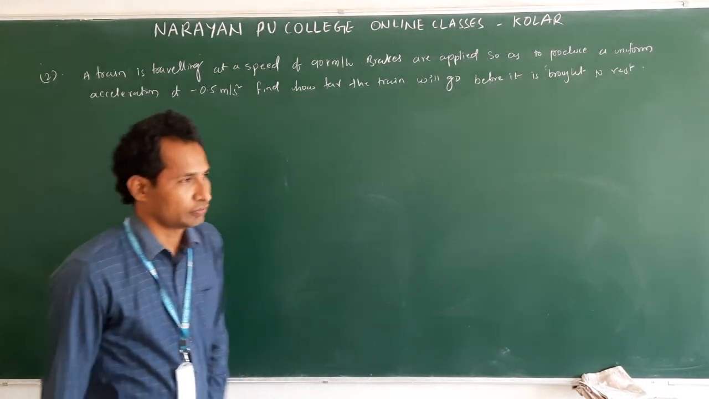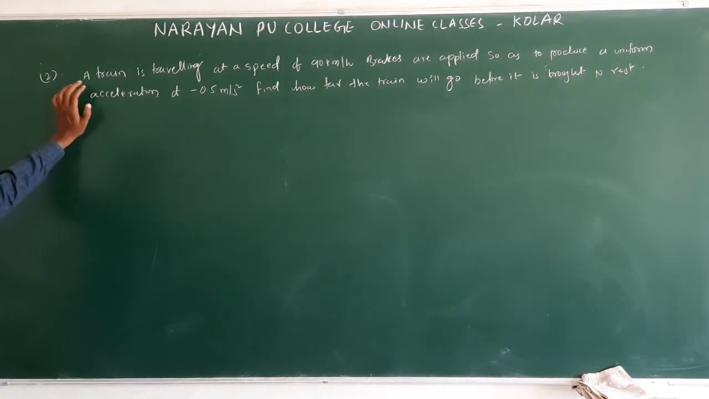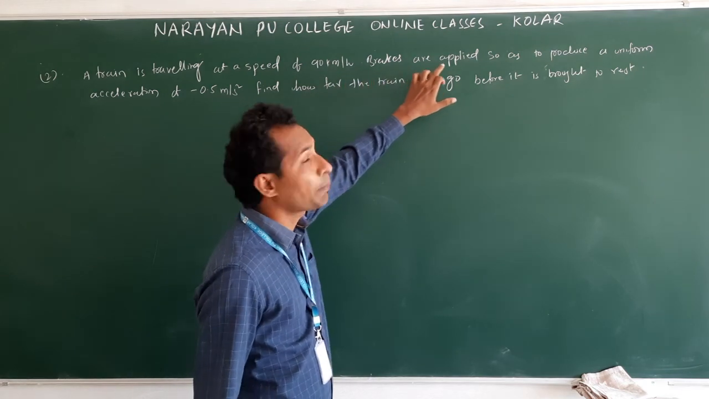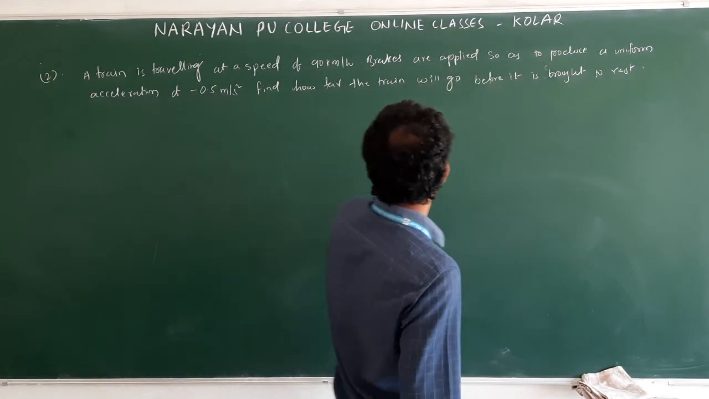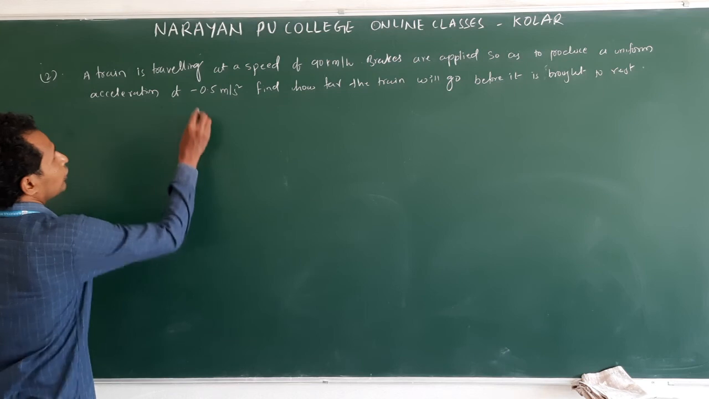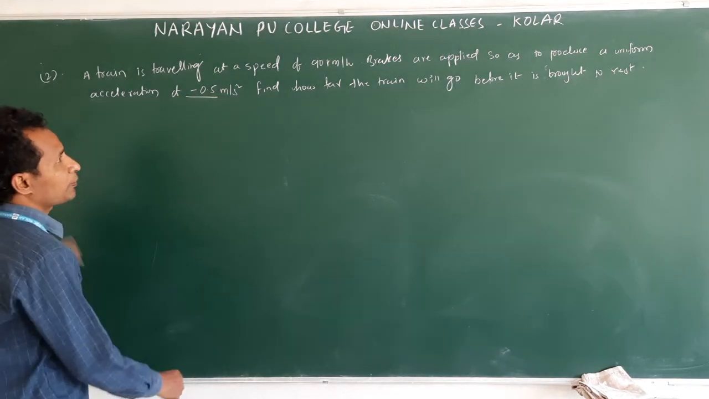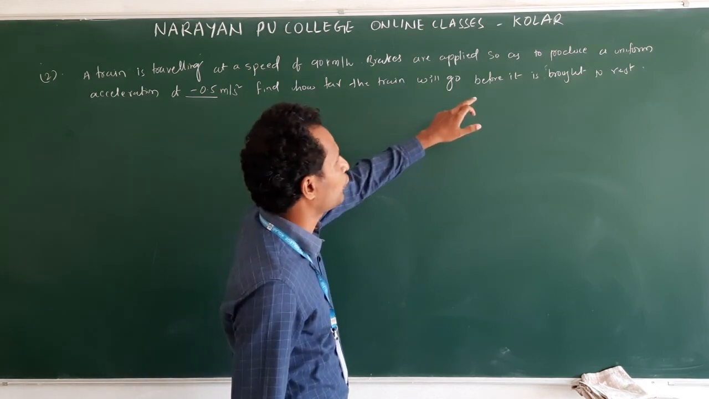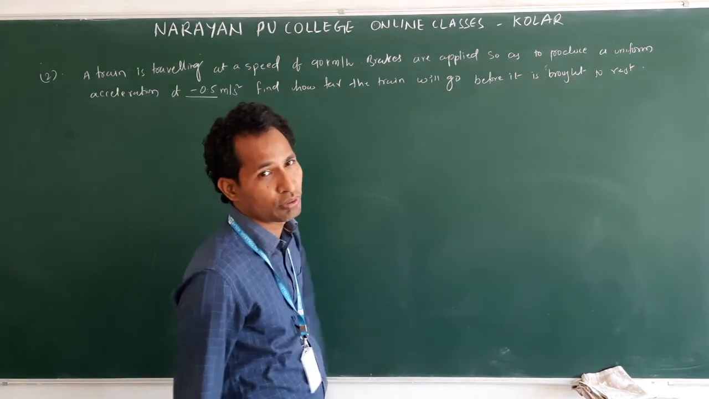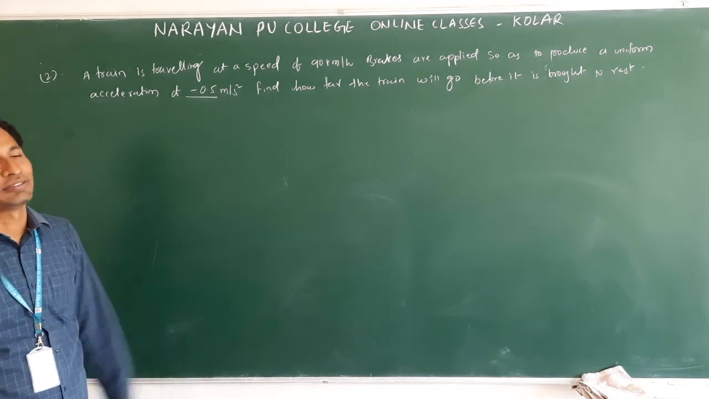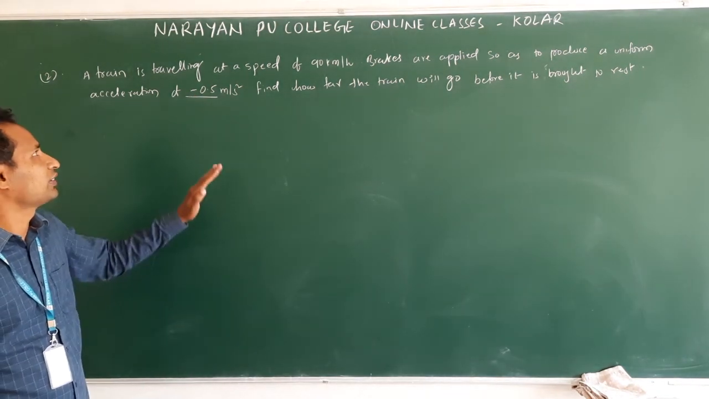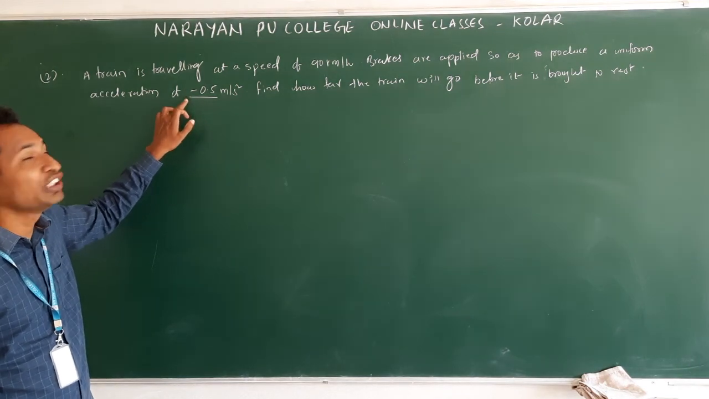Now come to second question. A train is traveling at a speed of 90 kilometers per hour. Brakes are applied so as to produce a uniform acceleration of minus 0.5 meter per second square. Find how far the train will go before it is brought to rest. Don't worry if you find a negative here, that will not make it difficult.